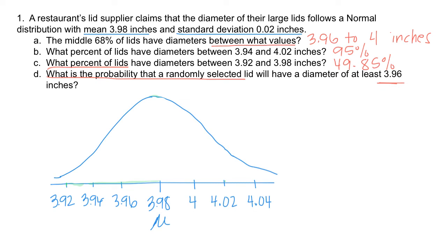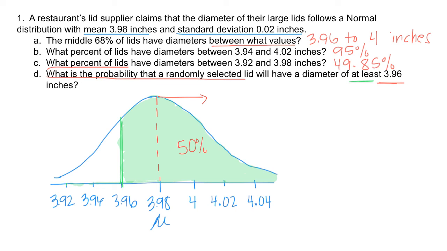Okay, so I just erased the other stuff, and then 3.96 is here. It says at least 3.96. At least means that value or more. So we want everything after 3.96, the whole rest of the area. So what we're going to do is just break this up into sections. There's a couple different ways you could solve this problem. What I'm going to do is I know that if I am at the middle, 3.98 and above, that's 50%. So I know my answer needs to be at least 50%.